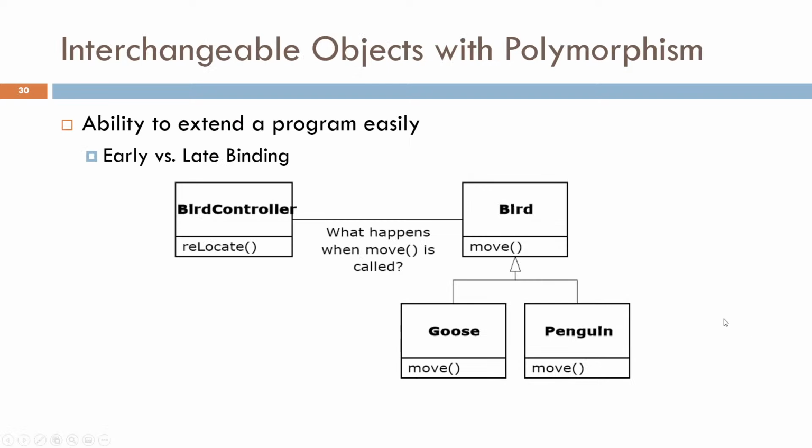Now there's another concept besides inheritance known as polymorphism. Polymorphism is basically a way for you to extend your program functionality in different ways. Even though we have our goose and penguin classes inheriting from a bird class, and we can have a bird controller relocate, we have the move here. Once we call this move, it's like we're trying to call the relocate to administer the move command for bird or goose and penguin.